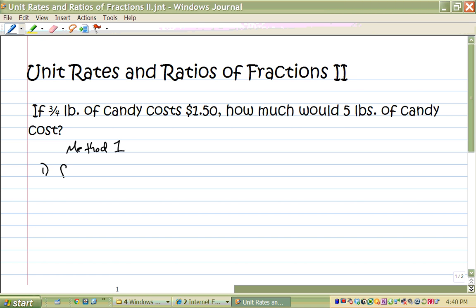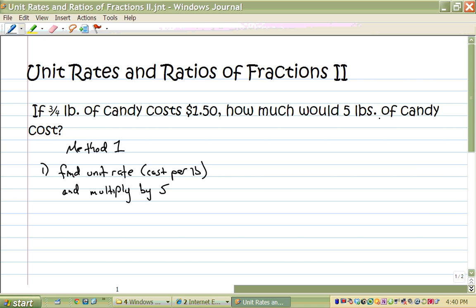One would say find the unit rate, which is the cost per pound. You don't have to write this down, by the way, unless you like this method. Then you can go back and write it down. And then multiply by 5 here, because there's 5 pounds of candy.